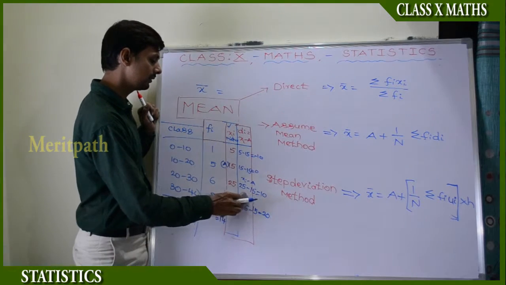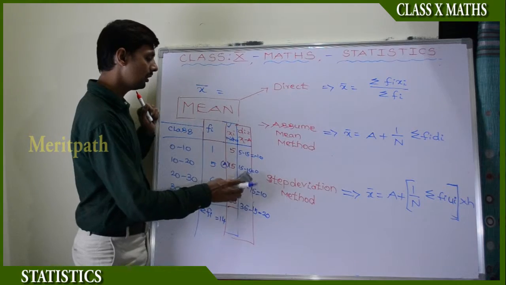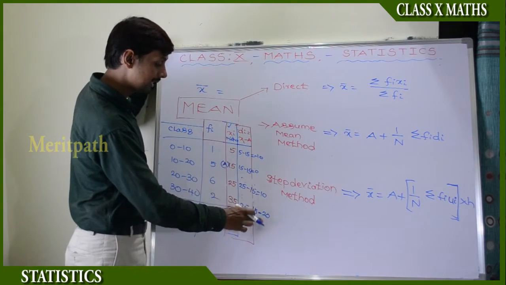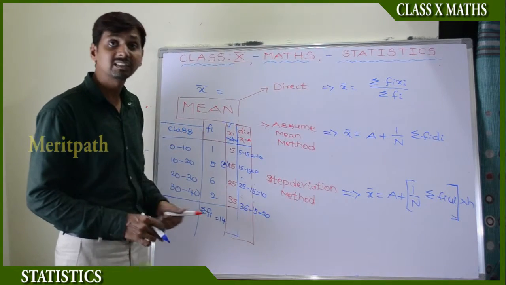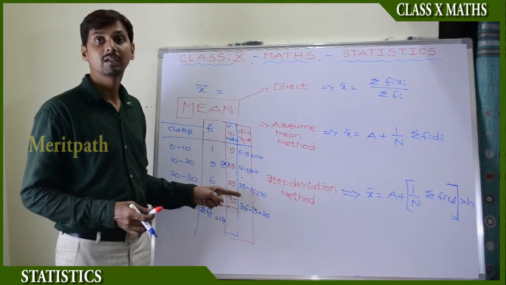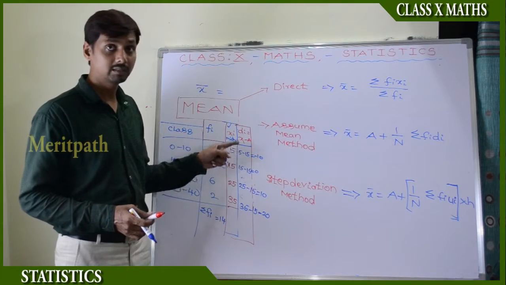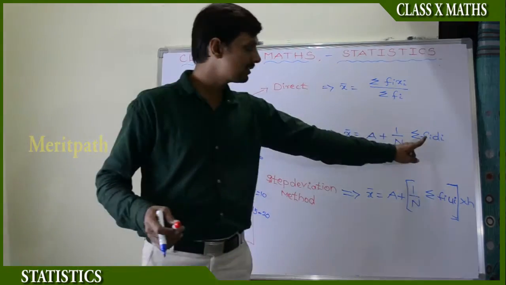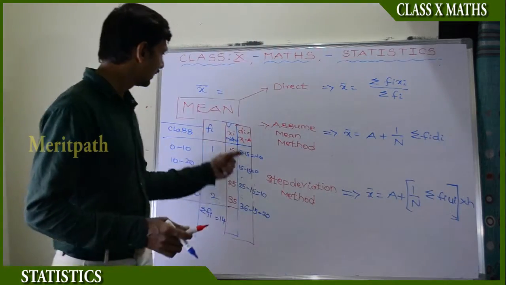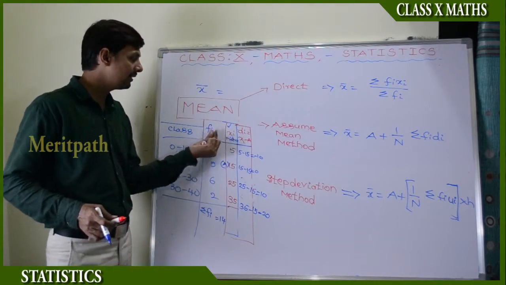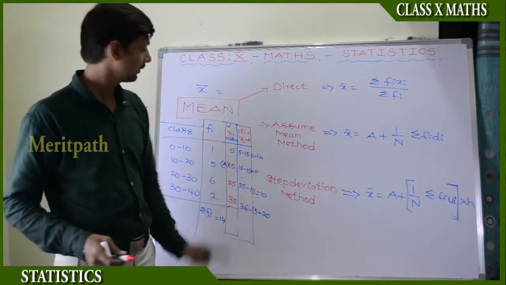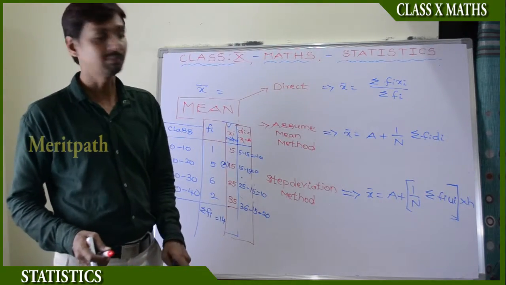So let's apply this formula for all. Finally we got minus 10, 0, 10 and 20. These are the observations we got for di, the deviations. Here we have fi and di. When we multiply both these values, we get fi di.